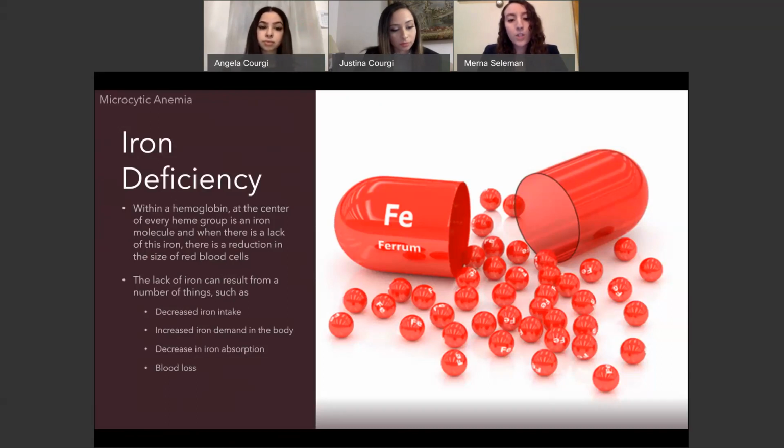For those with male genitalia, blood loss is commonly due to peptic ulcer disease, which is when open sores or ulcers develop on the lining of the stomach or the duodenum of the small intestine. In elderly patients, colon cancer can also cause blood loss and therefore lead to iron deficiency.